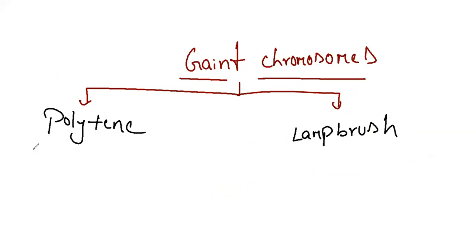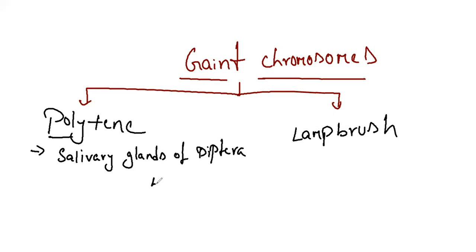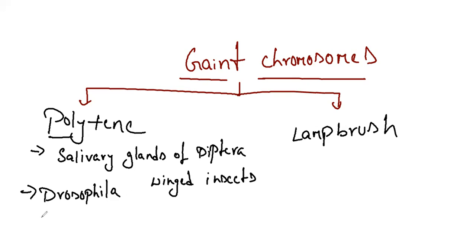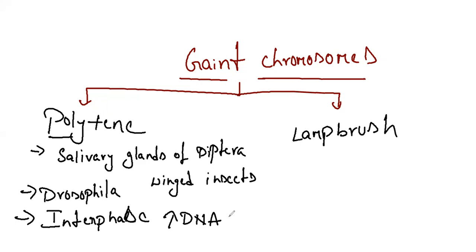Polytene chromosomes, we call it poly because it consists of many strands of DNA. That's why we call it polytene chromosomes. You can see these polytene chromosomes especially in the salivary glands of diptera, meaning winged insects. So extensively, it got studied in the organism Drosophila melanogaster. And this polytene DNA will be especially seen during interphase. During interphase, continuous replication of DNA will take place. So in this, there will be more DNA content and less RNA content.